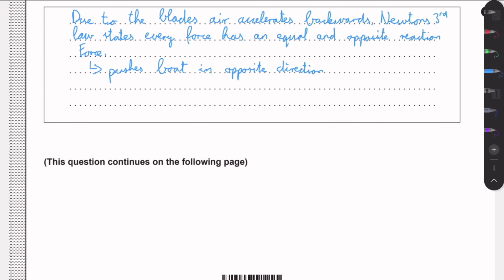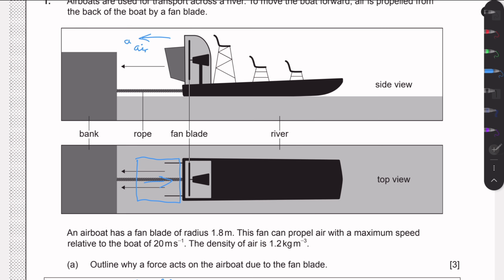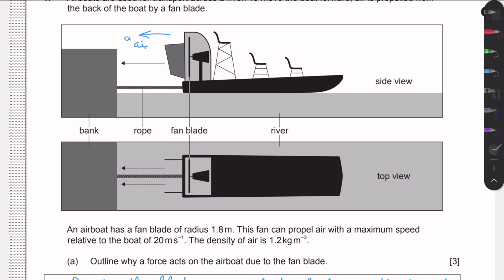Well, again, we need to remember that the only force acting here is the force by the fan blade. So it's pushing the air backwards. So the force exerted by the fan blades on the air will be equal to the pushing force forwards. And we know that it's stationary, so this rope has some tension in it, which is pulling, keeping the boat stationary. So the pushing force is going to have to be equal to this tensional force, because the boat does not move in this direction, so the forces must cancel out.